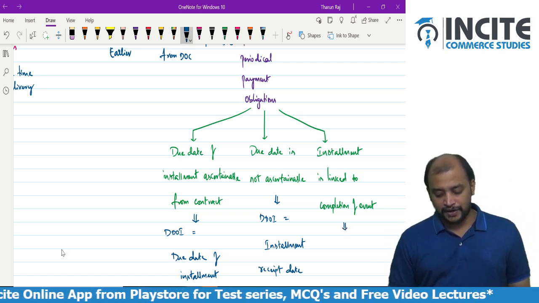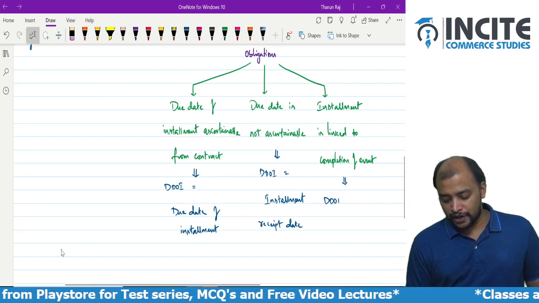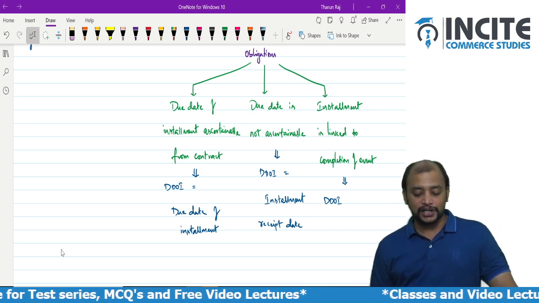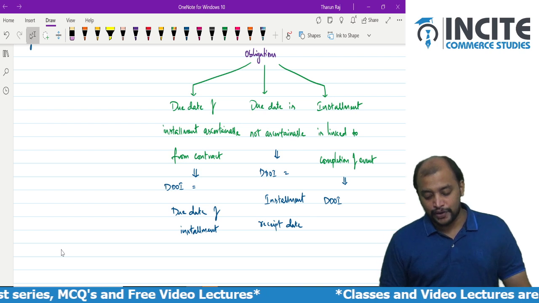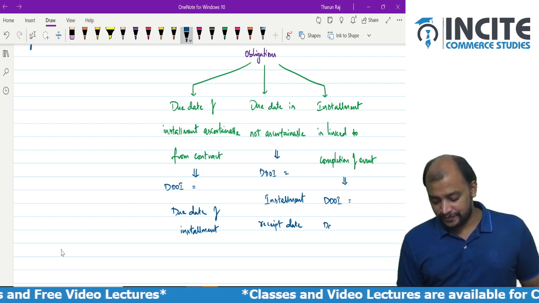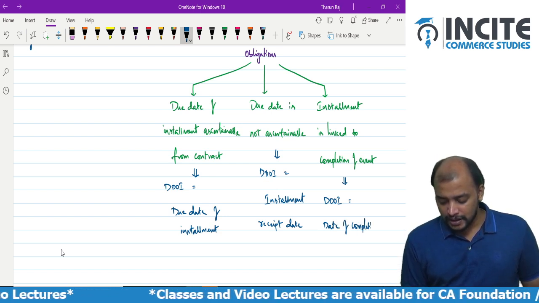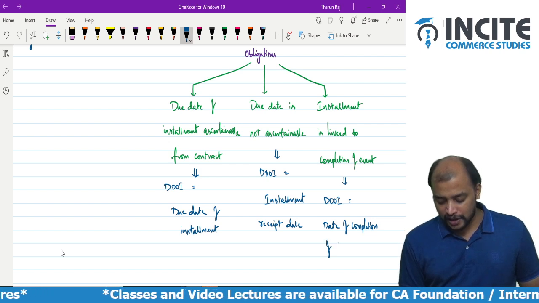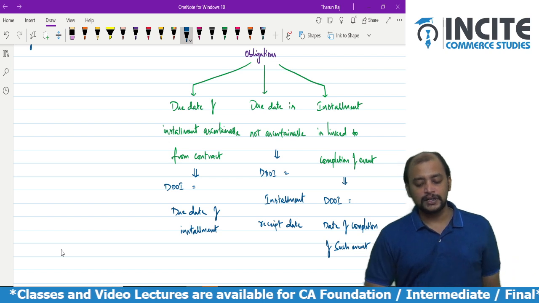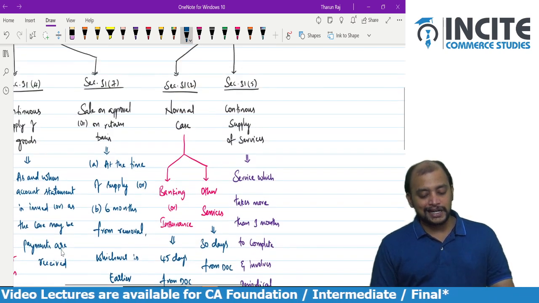When the installment is linked to completion of an event, the due date of invoice is nothing but the date of completion of such event. The date of completion of such event will be taken as the due date of invoice. Hope you are understanding here.